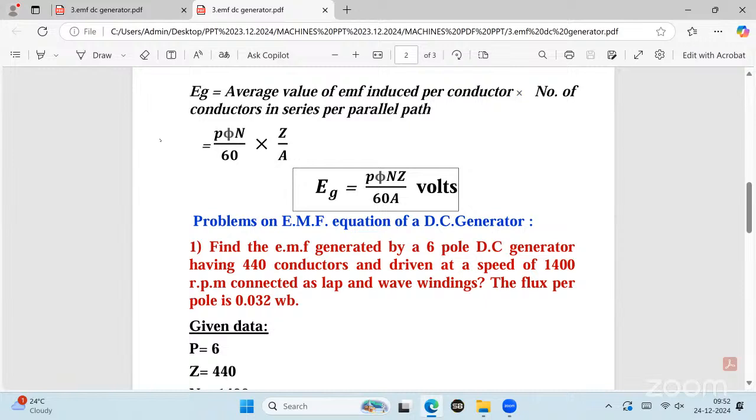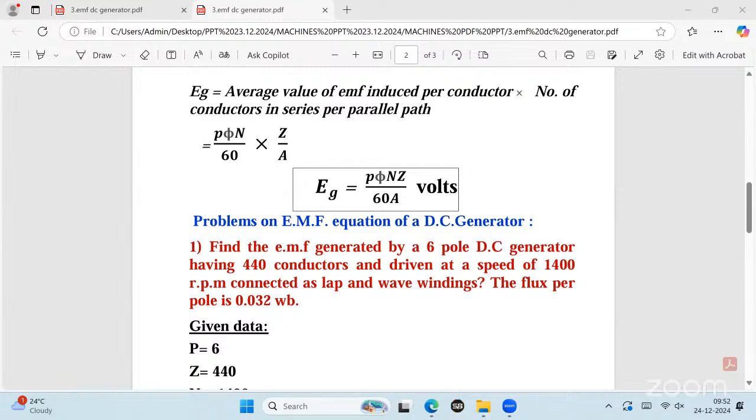How much speed is the armature running at? N is equal to 1400 rpm. The armature is rotating at 1400 rpm in the magnetic field. Still, what is given? Flux, phi. He has given phi. This is the given data. Clear? Only this data he has given.